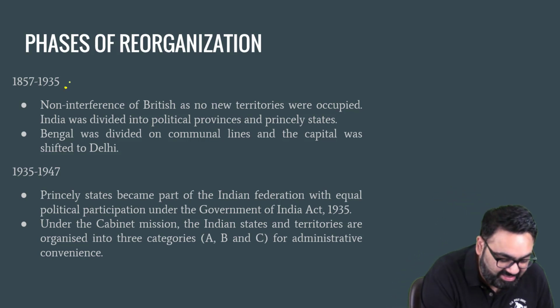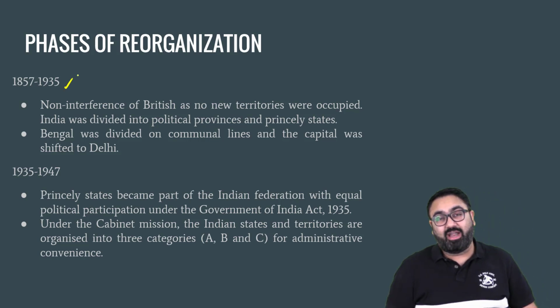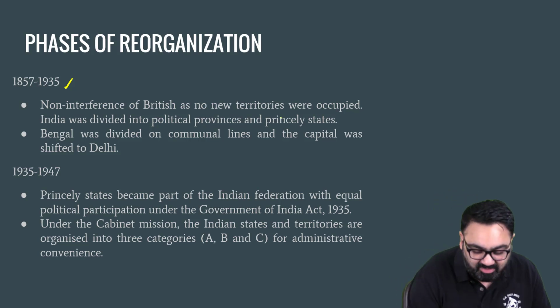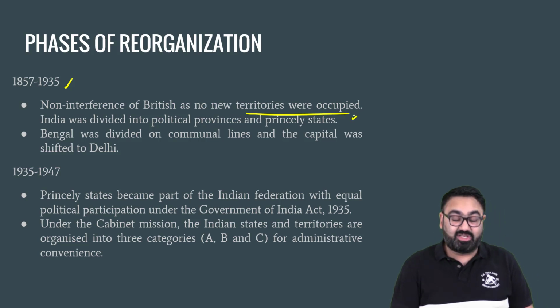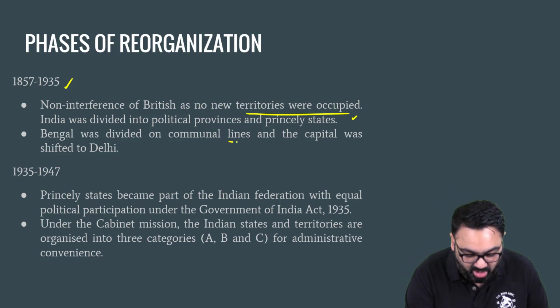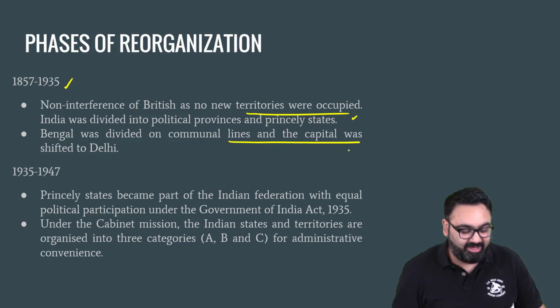First phase, till 1935. Try to write a couple of lines at least in each of the phases. What happened? Non-interference of the British, no new territories were annexed or occupied, because the British had learned their lesson after the 1857 revolt. Bengal was divided on communal lines, so the capital was shifted to Delhi.